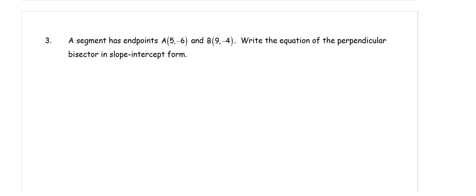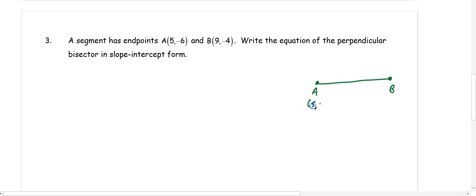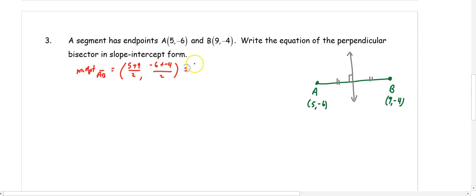Number 3, a segment has endpoints A and B again. So we're going to draw our picture AB, and we have a perpendicular bisector passing through it. In order to get the equation of the perpendicular bisector, we need the midpoint of AB first. Remember, for the midpoint, you're adding your x coordinates and dividing by 2, adding your y coordinates and dividing by 2. So we get (7, negative 5).